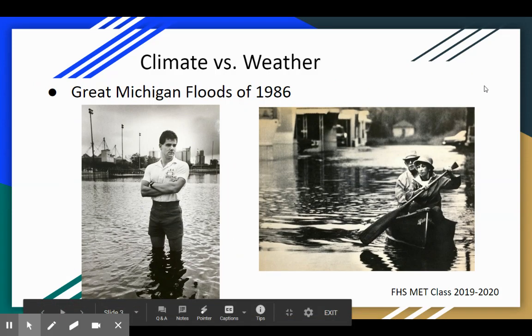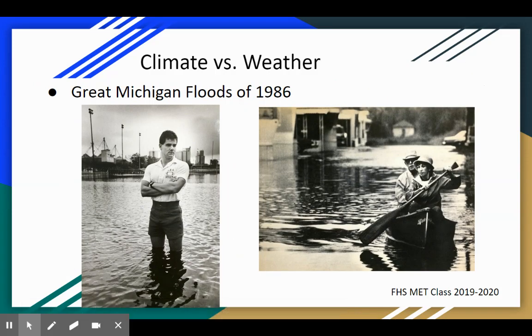Okay, one thing I like to talk about when we talk about climate versus weather is historical weather that's occurred here in Michigan. One of those great historical weather events that I remember is the Great Michigan Floods of 1986. That exceeded by a large amount our normal precipitation for the month of September. So here's a couple of pictures from those flood events back in 1986.